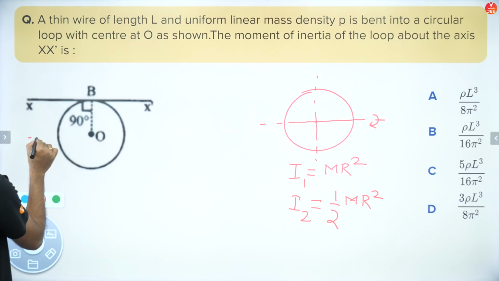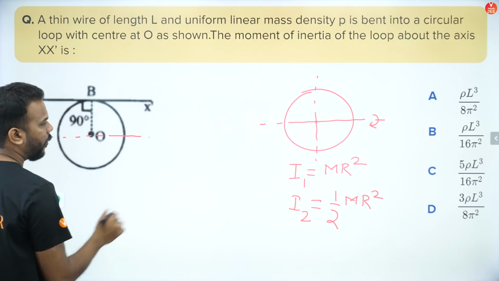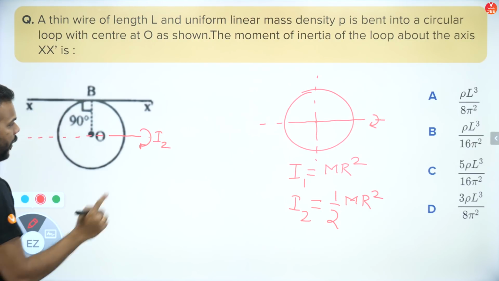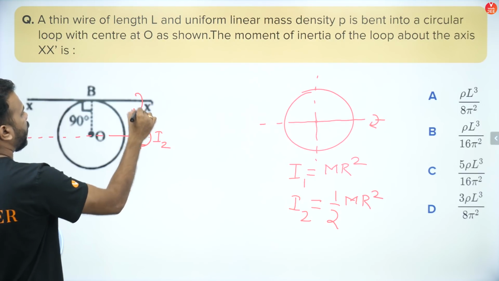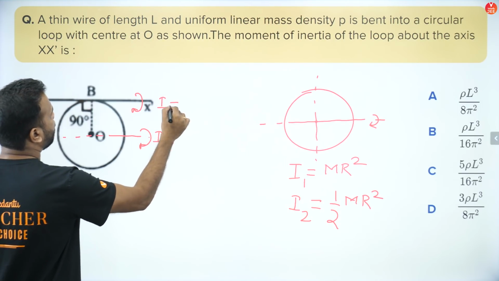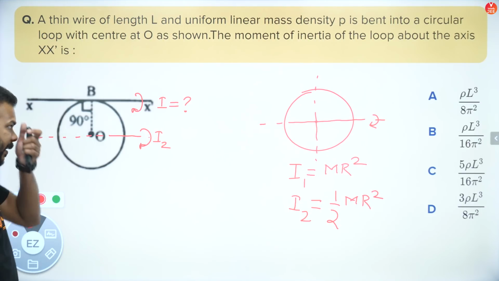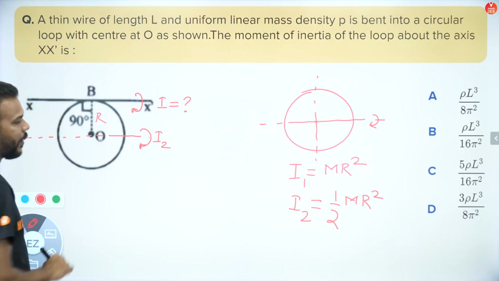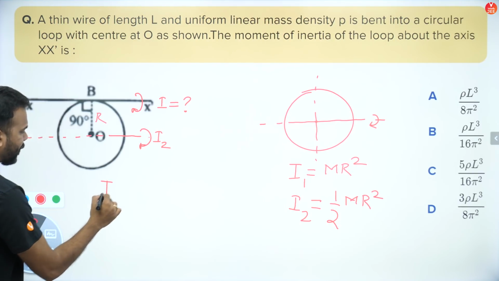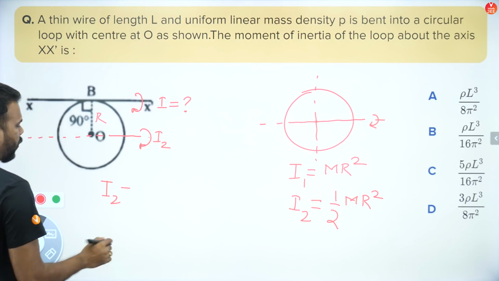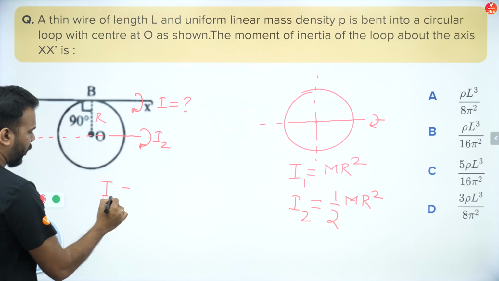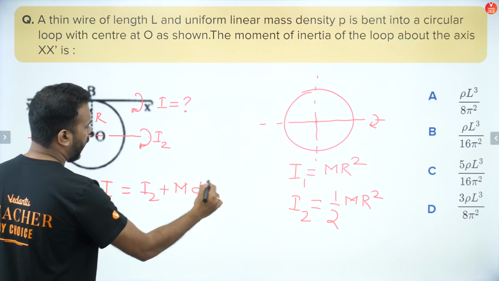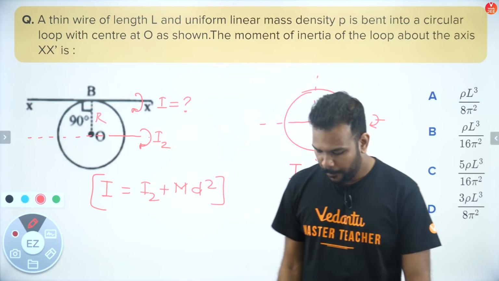That means what? If we draw a line here, then this is the moment of inertia which we are calling I2. But the question wants us to find out the moment of inertia about this axis, and this is the moment of inertia which is unknown. And in this case, the axis of rotation has been shifted by a distance that is equal to the radius of this thing. That means what? Can I say that I, which is unknown, will be equal to I2 plus md square, which we know as the theorem of parallel axis.